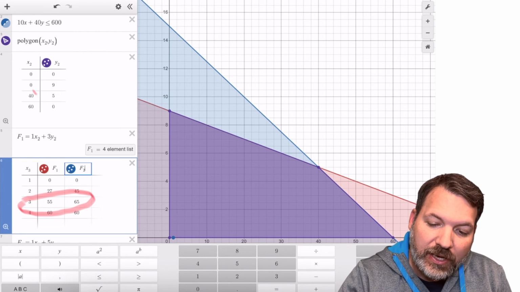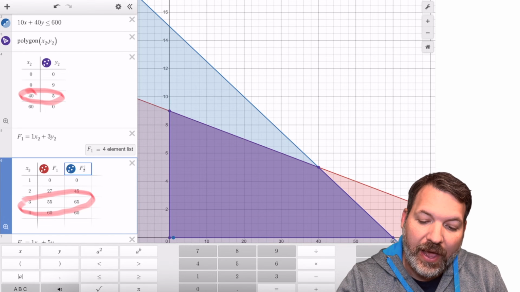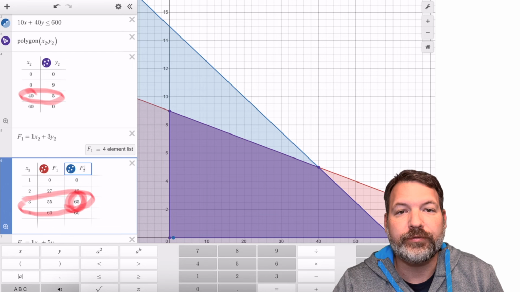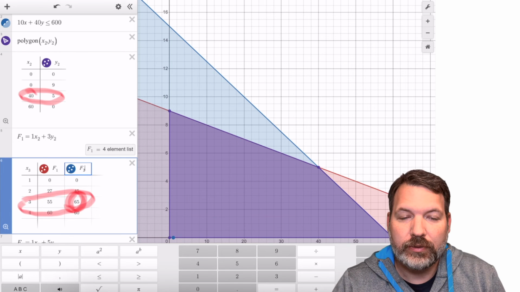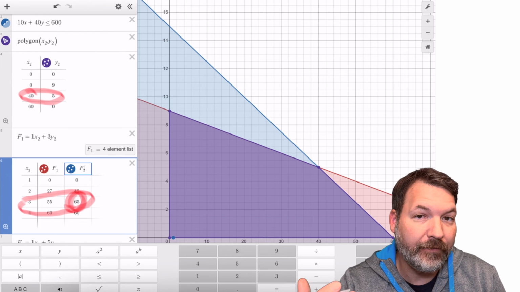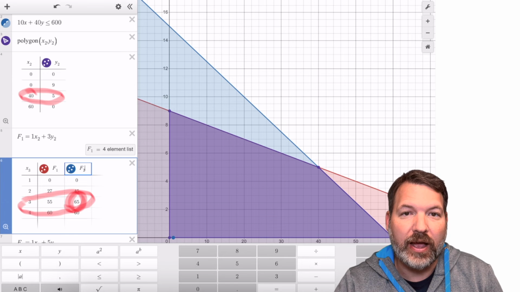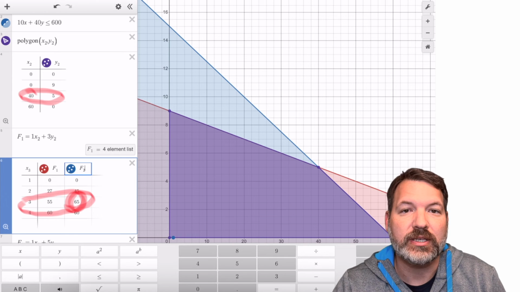If I spend my time and money on 40 movies this year, but 5 video games, I actually maximize my number of friends at 65. That's coming again from 1 times 40 is 40 plus now 5. I've changed the weight. 5 times 5 makes 25. And 40 plus 25 is 65.